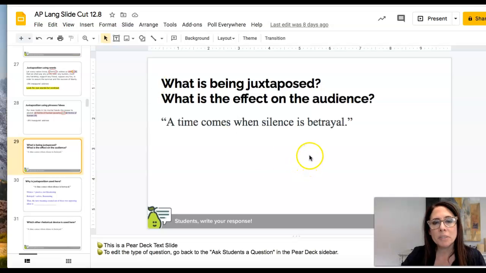Here we have a juxtaposition with just the word "is," okay? So you can choose to say that this is juxtaposition. There are two different things here being compared. There's silence and there's betrayal. However, this is also a metaphor. "Is," between two words, is a signal word that there's a metaphor.